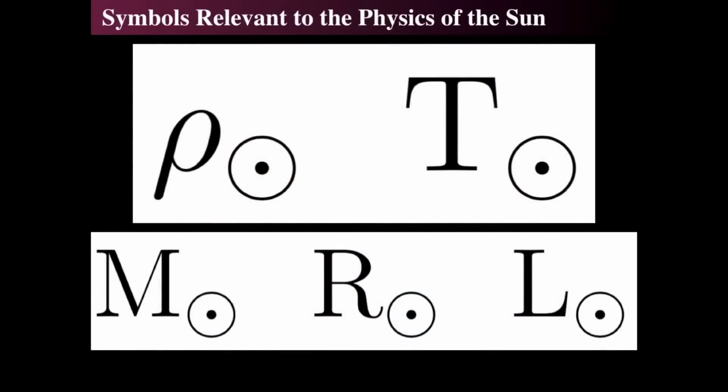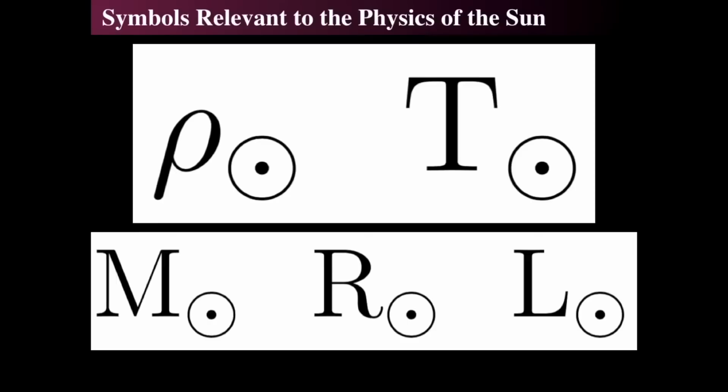Anyway, there are some symbols that we need to look at that are relevant to the physics of the sun, and we're going to be talking about the bulk properties of the sun. Each one of these symbols has a little circle as a subscript, a circle with a dot in it. The circle with the dot in it is the alchemical or astrological symbol of the sun, and we just appropriate it because it's easier than writing out sun or solar or something like that.